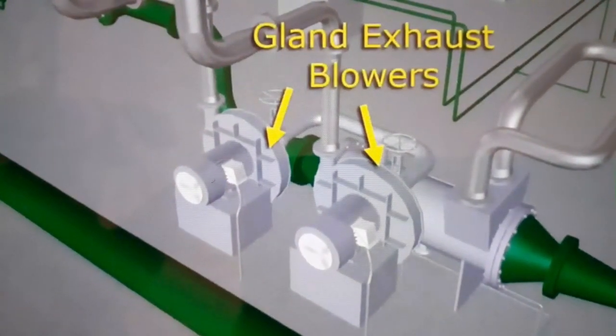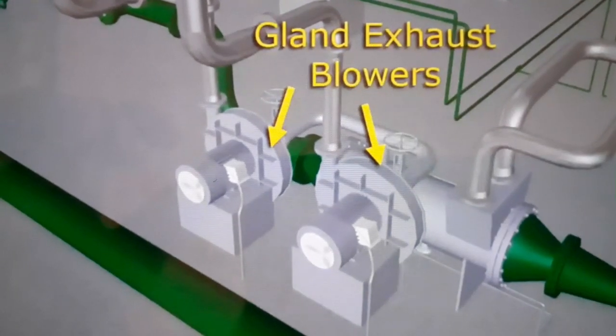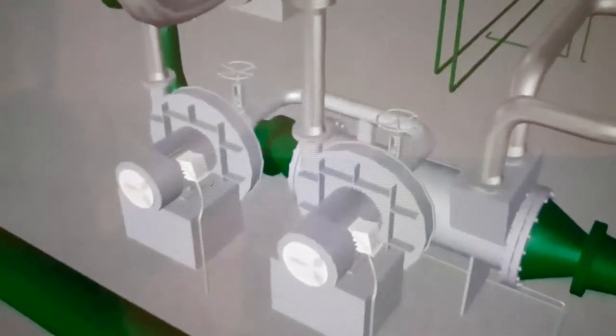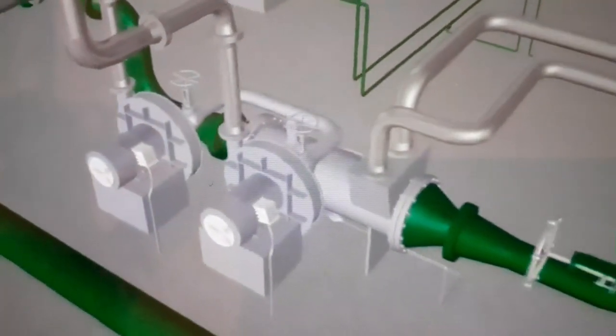Gland steam exhauster blowers are used to help pull the gland steam into the gland condenser and to exhaust any non-condensable gases that may be entrained in the gland exhaust.